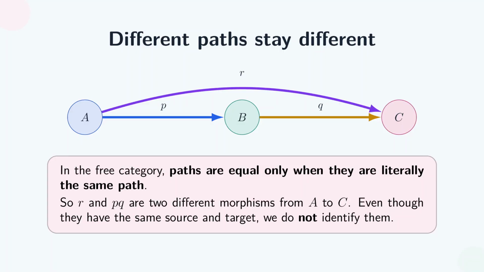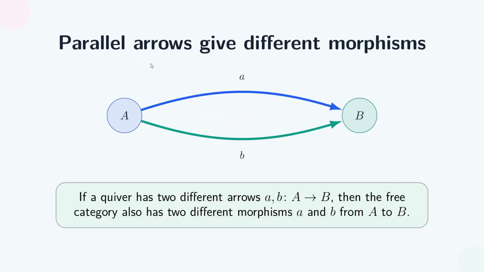A similar idea appears when we have parallel arrows. Suppose there are two arrows from A to B, called A and B. They go from the same source to the same target, but they have different names. And they are different arrows in the quiver. So in the free category, they also remain different morphisms.